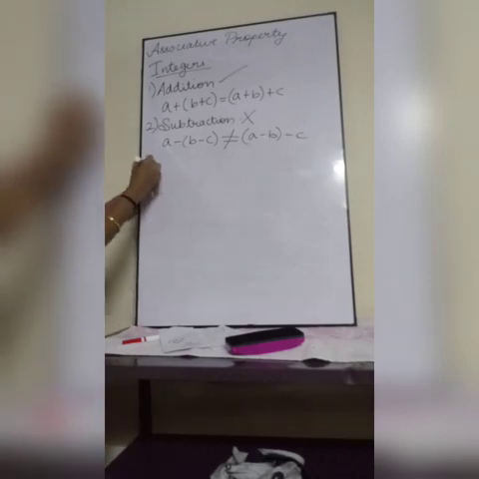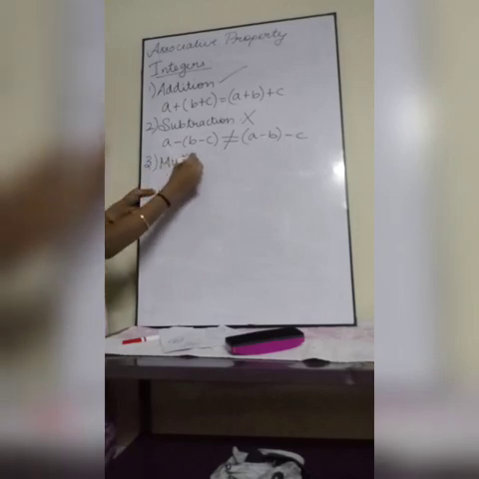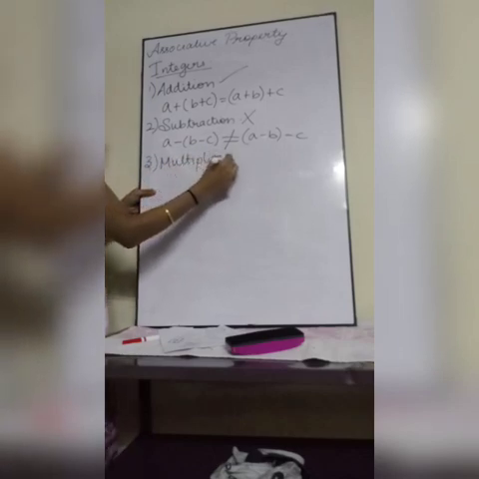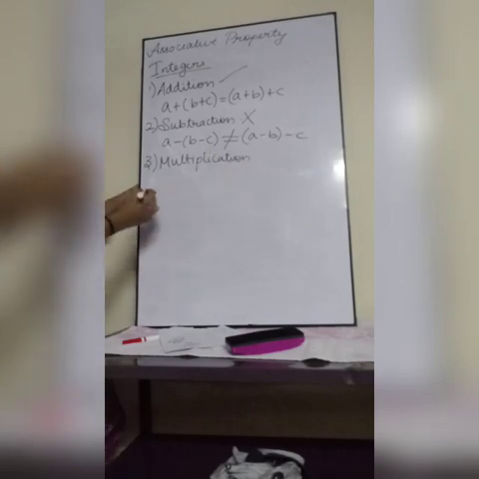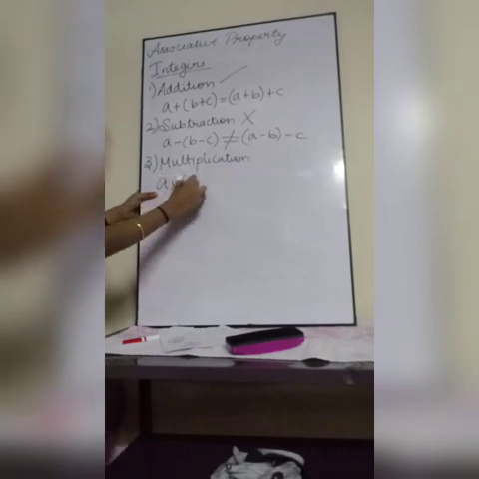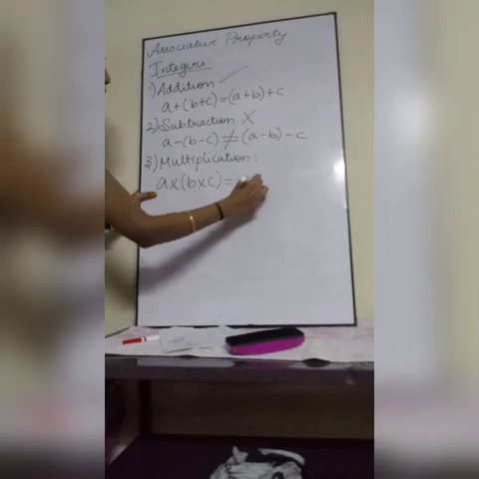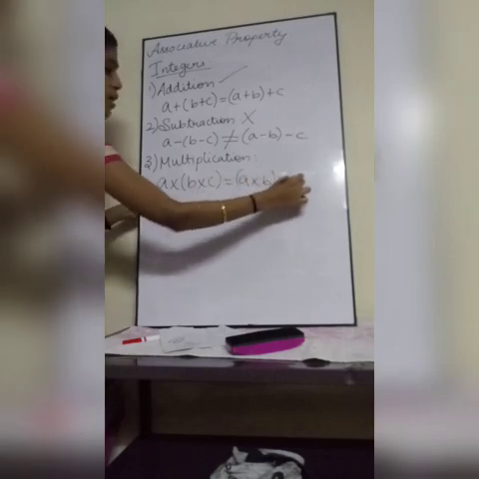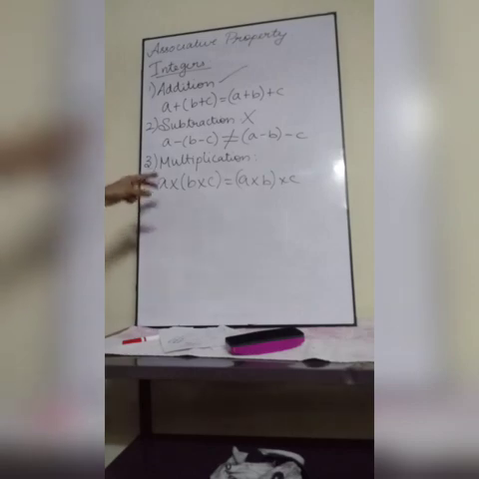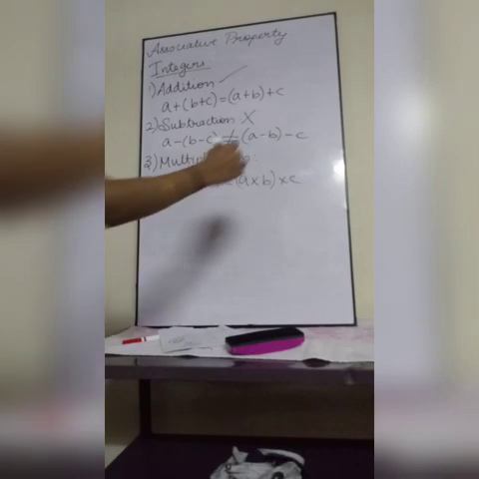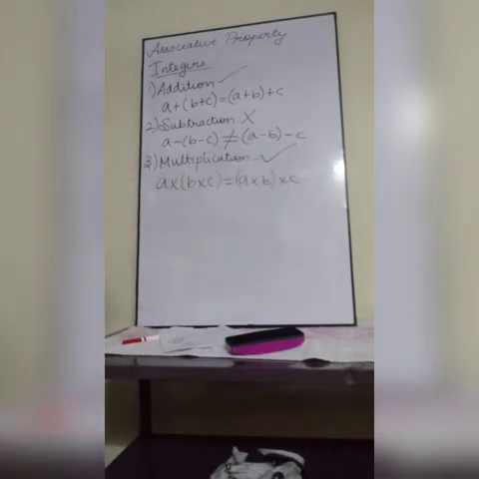Okay. Next, third is multiplication. In multiplication, (a into b) into c equal to a into (b into c). So here these integers are associative under multiplication. Because I told you addition and multiplication only it is satisfied. Therefore integers are associative under multiplication.